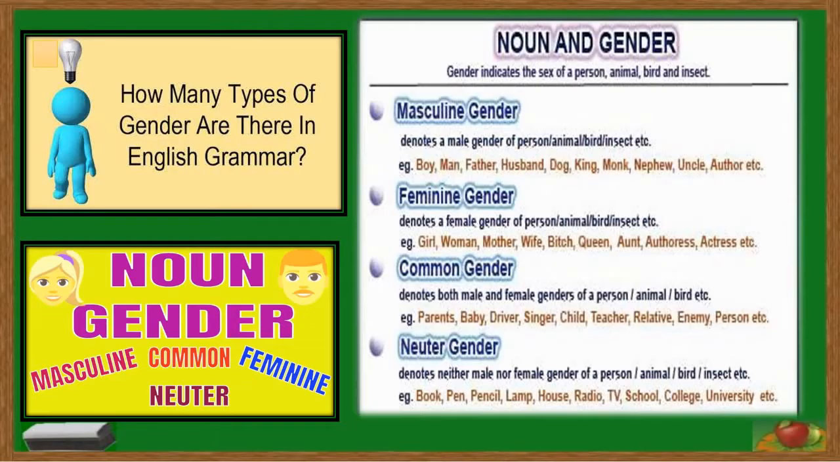Common gender denotes both male and female gender of a person, animal, birds, etc. Example, parents, child, teacher, enemy, person, etc. Neuter gender denotes neither male nor female gender of a person, animal, birds, insects, etc. For example, book, pencil, TV, school, university, etc. So students, these are four kinds of gender. Let's see some examples related to it.